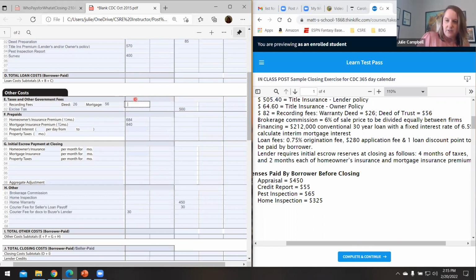So you've got 26 for the deed, 56 for the deed of trust, for a total the buyer pays at closing of $82. The buyer gets to pay to have their deed recorded. The buyer also gets to pay to have their mortgage recorded. Seller pays to have the deed prepared. Buyer pays to have the deed recorded.